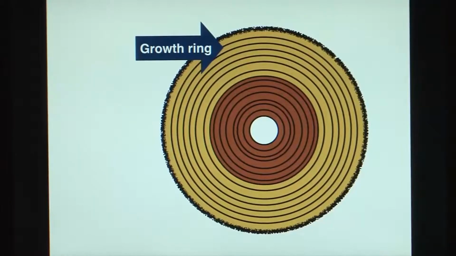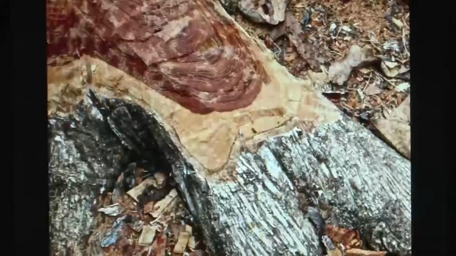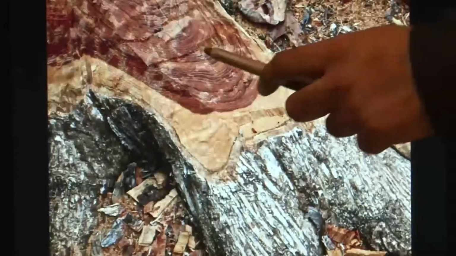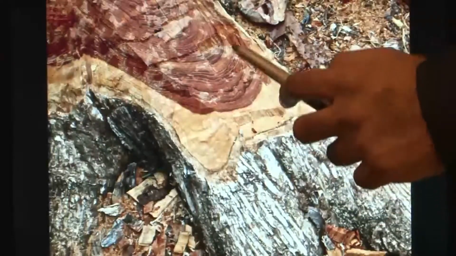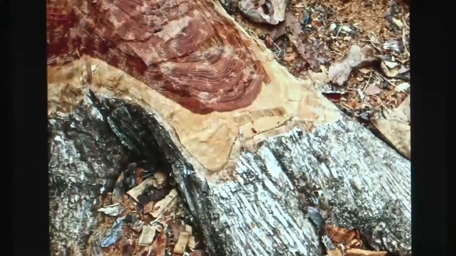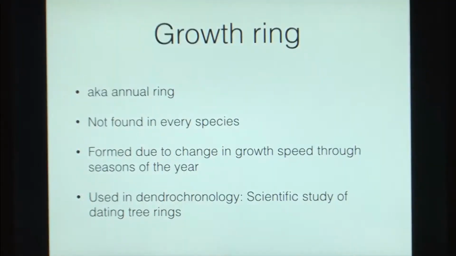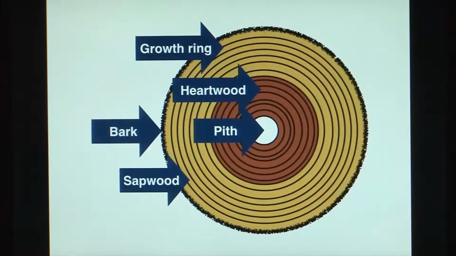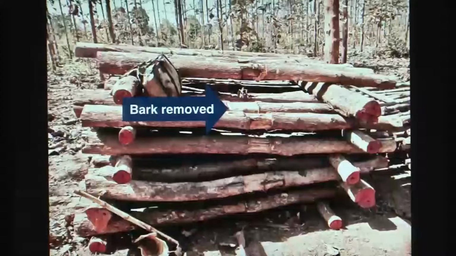We also looked at growth rings. In this case also you can see these rings that are formed. These are the growth rings. Growth rings are formed annually, and they are also known as annual rings, and they are formed because of change in growth speed during different seasons of the year, and these are used in dendrochronology, which is the scientific study of dating tree rings. So, this is your tree.